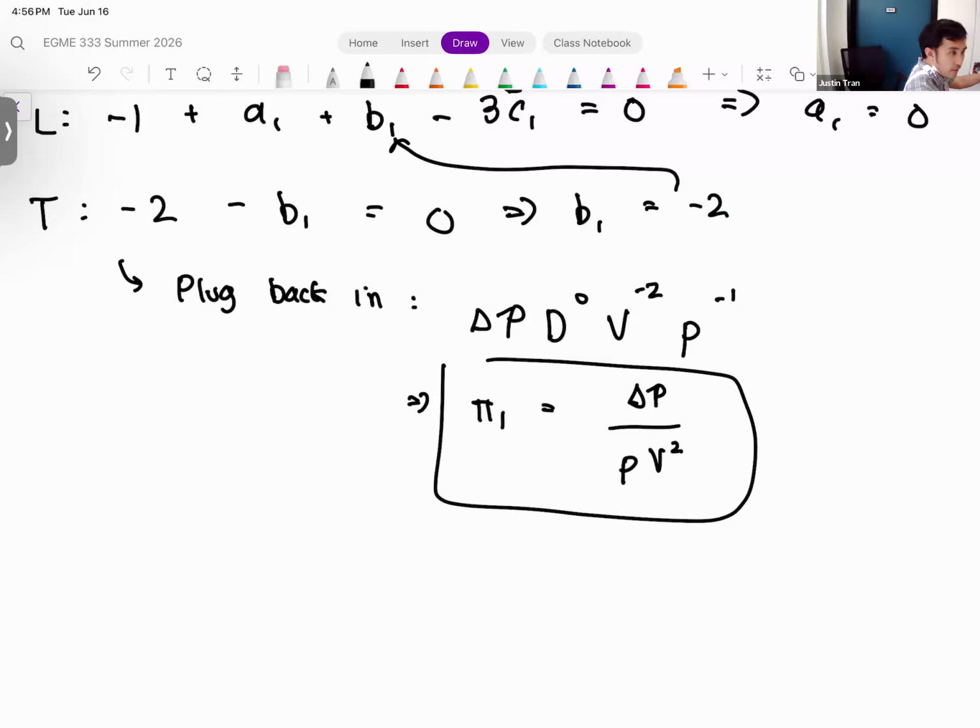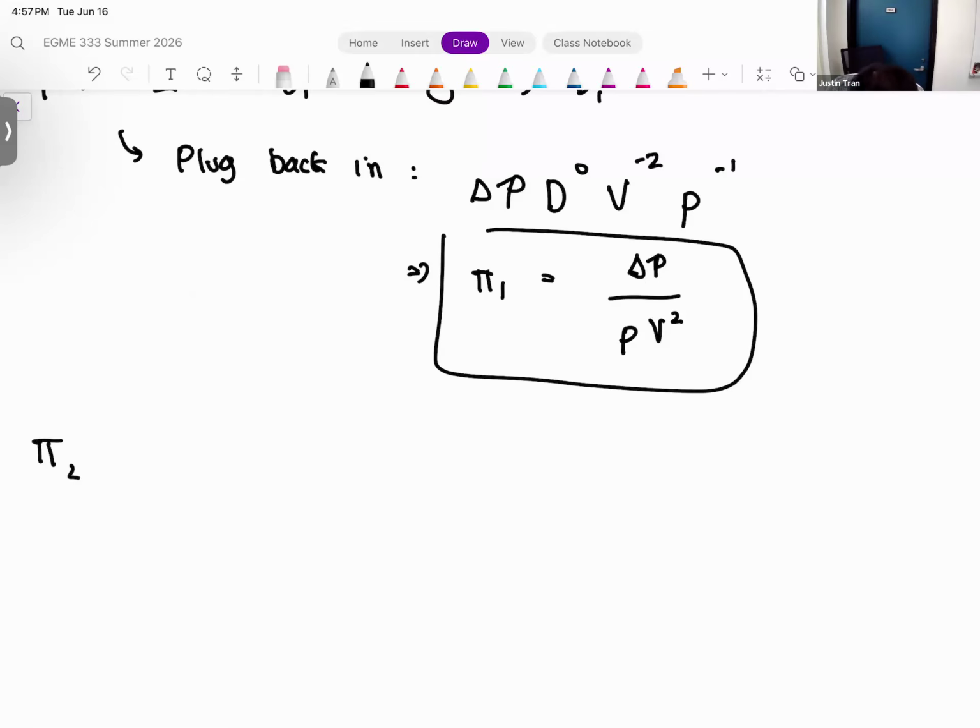Any questions on how we got that result there? Okay. All right. So let's do the same thing for the second pi term. So our other non-repeating variable was our viscosity. So pi2 is equal to our viscosity times diameter raised to the A2 power, multiplied by velocity raised to the B2, times density, which is C2. We're going to go through the same exercise to solve for the exponents here, A2, B2, C2. So first thing, let's go ahead and replace these by their dimensions.